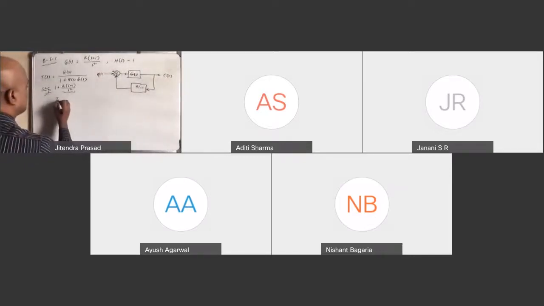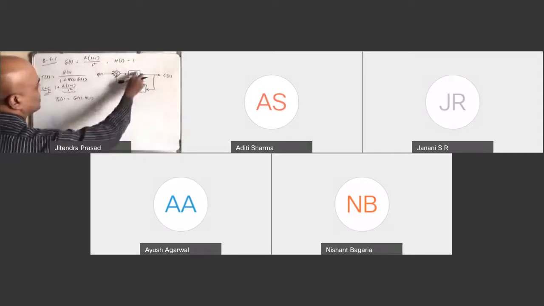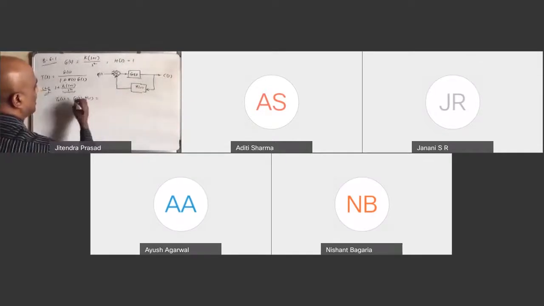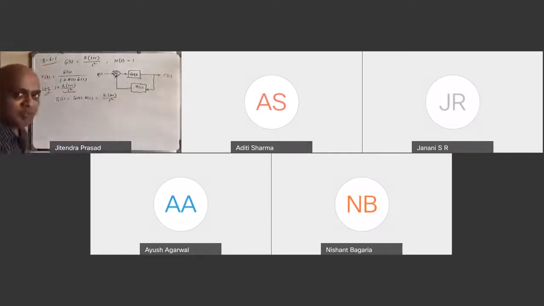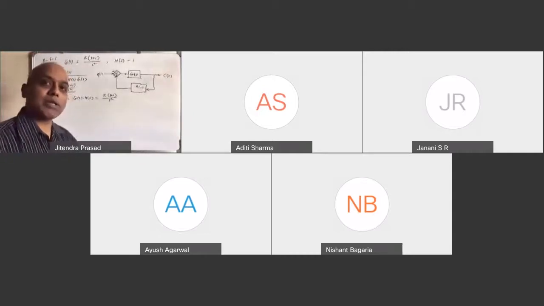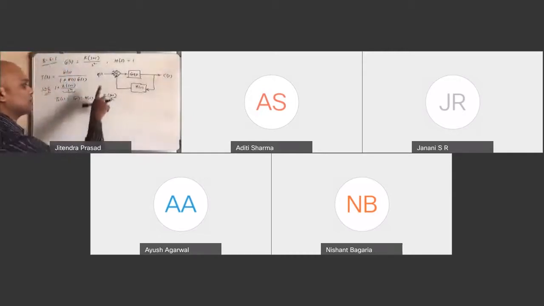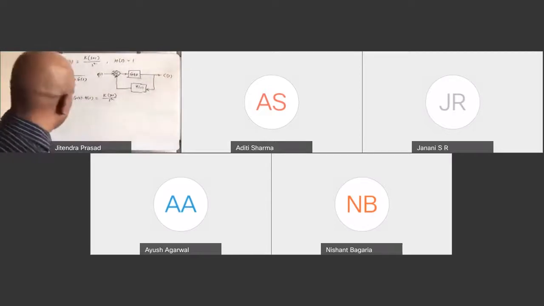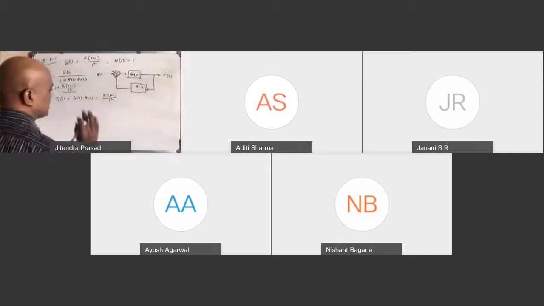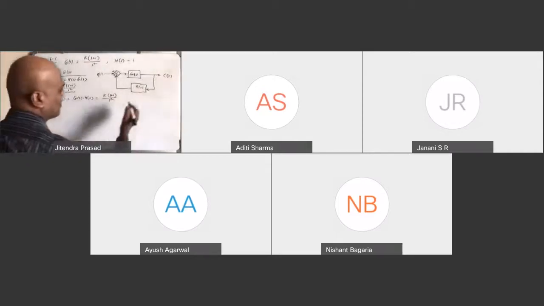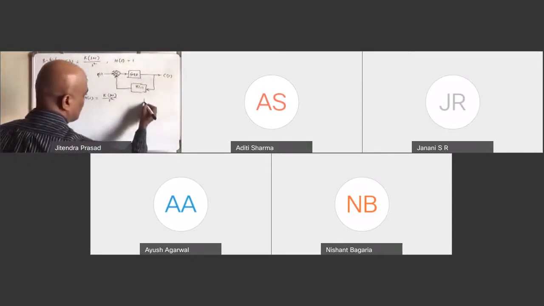So T naught, the open loop transfer function, is simply G(s) times H(s). This multiplied by this, we know that, right? And which is equal to K(s+1) divided by s squared. So you have the open loop transfer function based on which you are going to draw the root locus. Okay, so you have to follow some steps, and what steps? So let's have this.